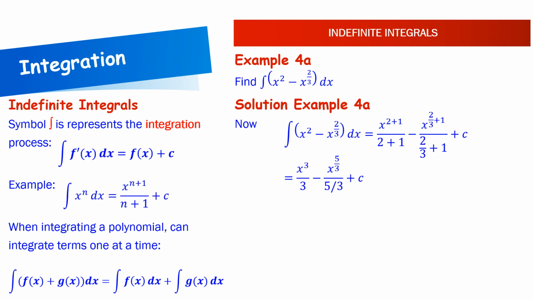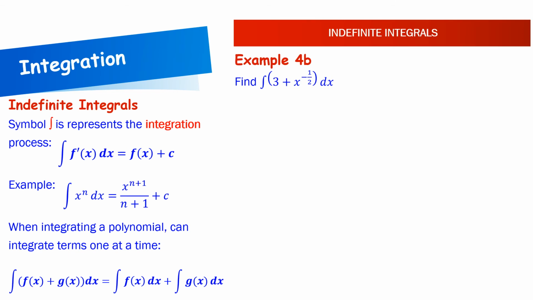And if we tidy up, we obtain x cubed over 3 minus x to the power 5 over 3 divided by 5 over 3 plus c. And tidying up some more, gives us x cubed over 3 minus 3/5 x to the power 5 over 3 plus c.